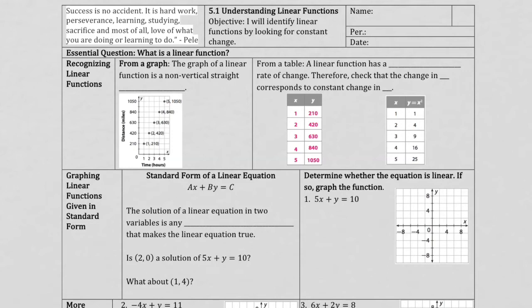Okay, let's get started with this. This is section 5.1, Understanding Linear Functions for Integrated 1.